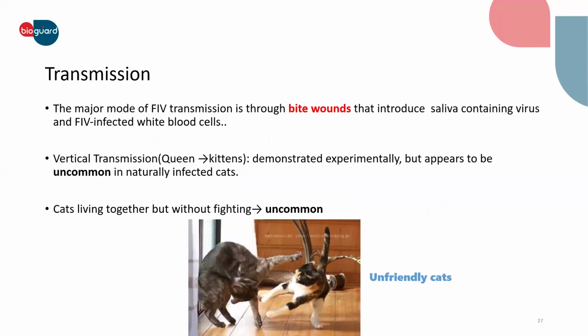The transmission is mainly through bite wounds. It's unlike FeLV. FeLV can spread through close contact, like mutual grooming, but FIV usually needs bite wounds. Vertical transmission is uncommon in naturally infected cats.